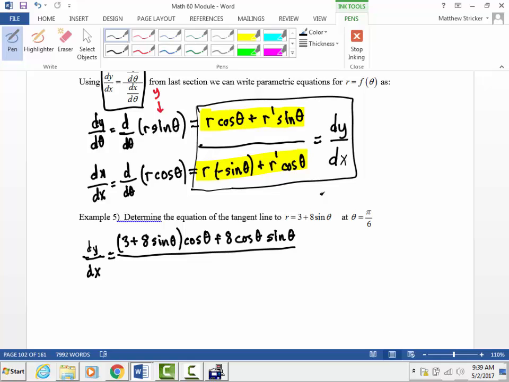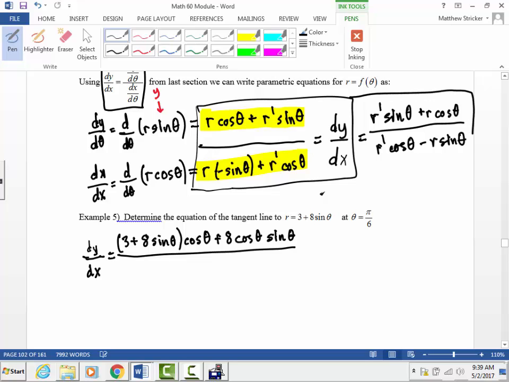Most of the time, the way this is actually written is like this: r prime sine theta plus r cosine theta over r prime cosine theta minus r sine theta. That's the way you'll most of the time see it in books. Everybody agree though that's the same thing?